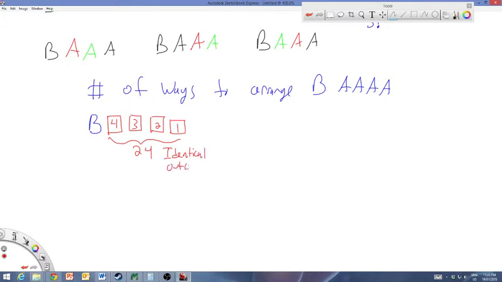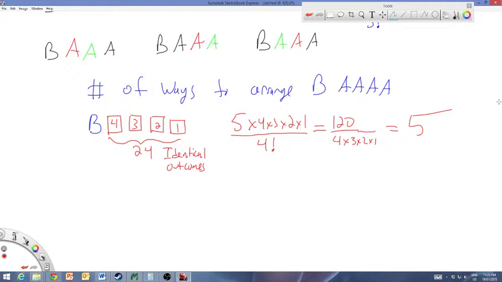Okay, so for 5 objects, where 4 of them are the same, this will be as follows. It'll be 5 times 4 times 3 times 2 times 1. But I have to divide this by 4 factorial, because I have 24 identical outcomes by arranging my 4 A's. So this would be 120 divided by 4 factorial. 4 factorial is 4 times 3 times 2 times 1, which is 24. So that'll just be 5. That's how we reconcile it.